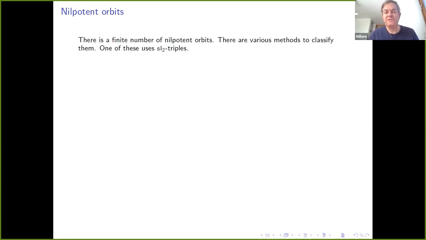One basic theorem here is that there is a finite number of nilpotent orbits, and there are various methods to classify them. One of them is due to Vinberg, which uses so-called carrier algebras, and another method uses so-called SL2 triples. So let me go briefly into that, but very briefly.